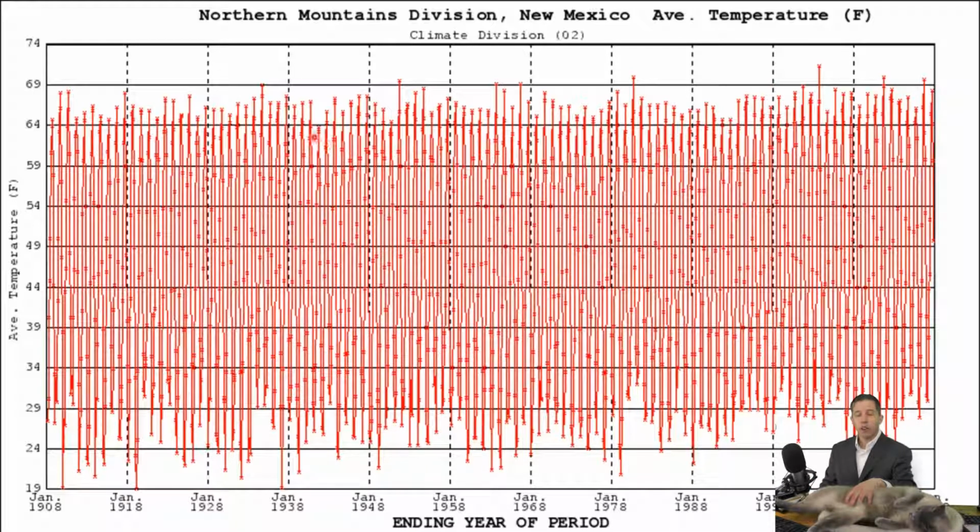There's obviously a lot of what we call noise in this, where we had warm years and cool years and warm years and cool years. But what's the overall trend? That's what we're interested in when we're talking about climate change.